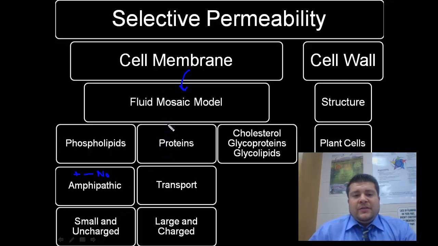The cell membrane also has proteins, and proteins are really important because if molecules are not small and uncharged, they need to be transported in through the proteins. So we can have things like charged particles or large particles moved in. There's also on the plasma membrane a bunch of cholesterol, glycoproteins, and glycolipids, which aren't going to be important for honors biology. The cell wall is mainly there for structure in plant cells, but it also has its own selective permeability as well.